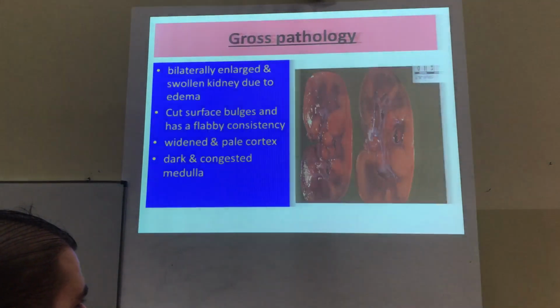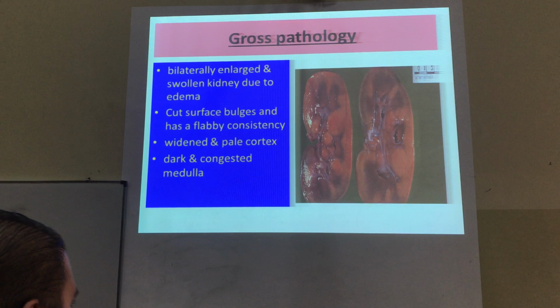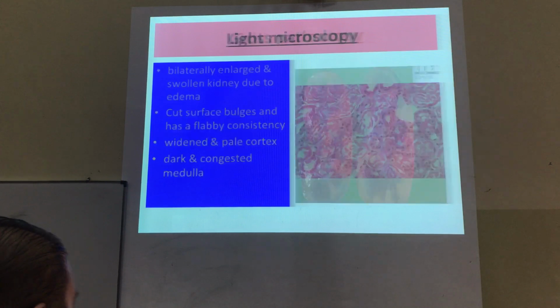What's the meaning of flabby consistency? Flabby means something which is soft and rubbery, or you can say rubbery or edematous in look actually. Flabby is something swollen and edematous.